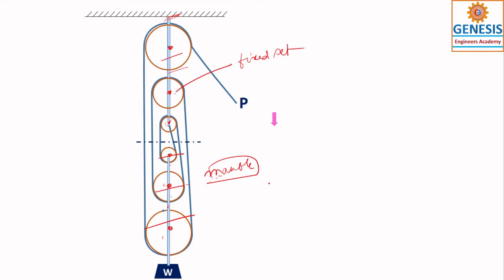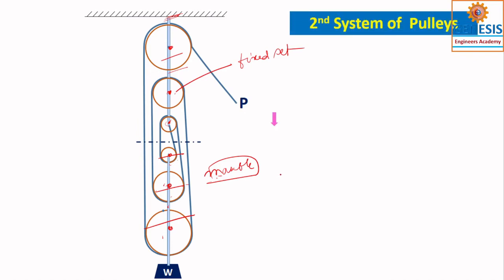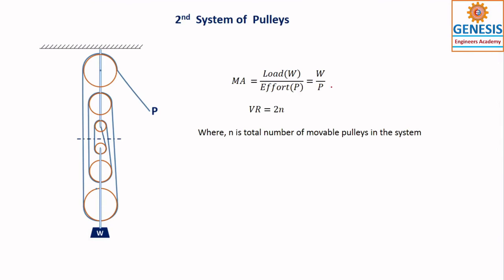So it is now our duty to find out the formula for that one. If the load to be raised is W and the effort to be applied to raise this load is P, then the mechanical advantage and velocity ratio is equal to 2n. How did you get that 2n? I will explain this. If you cut off this one, I think I have told you, you will have tension, tension, tension, tension. This is also tension.